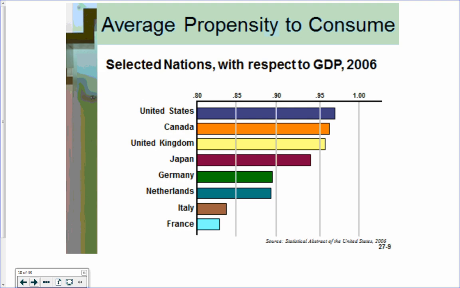The United States has the highest APC, which makes sense because we have the highest GDP. We're the richest, and the reason why we're so rich is because we spend a lot. Our GDP is our spending, and so this is our spending. Canada is close with us. United Kingdom is pretty similar. France, they have a lot of savings, a heck of a lot of savings. They have really nice retirements.